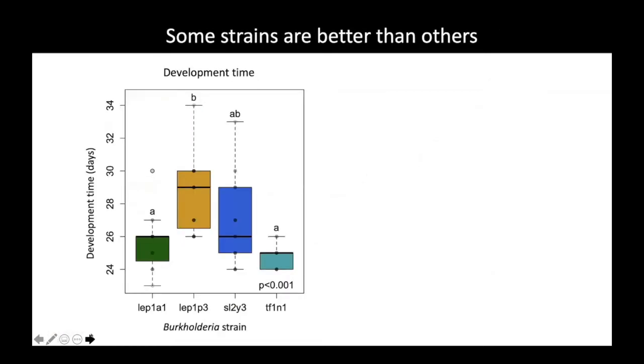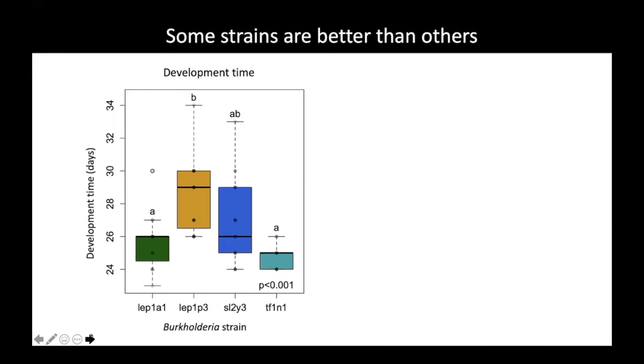So we actually took the insects into the lab and we infected them with 4 different strains of these Burkholderia. And those 4 strains are on the x-axis of this plot. And we measured how long it took the insects to develop all the way to adulthood. And we found that the strains of Burkholderia did have different effects on the host. So insects that were infected with this yellow strain of Burkholderia, LEP1P3, developed slower. And the insects that were infected with the green or the teal strain, so LEP1A1 and TF1N1, developed much faster. And then this blue strain was kind of intermediate between the two.